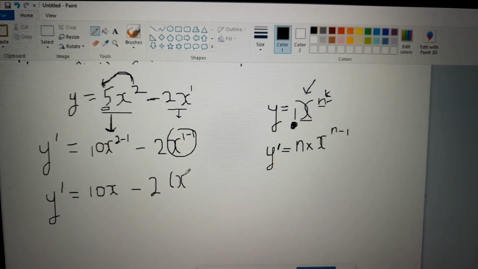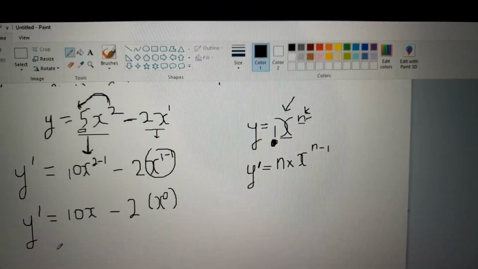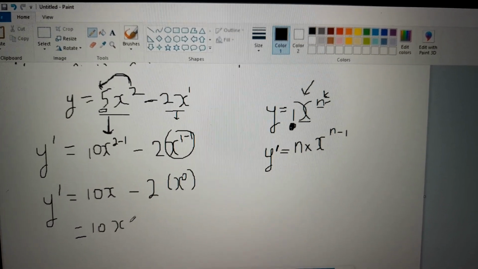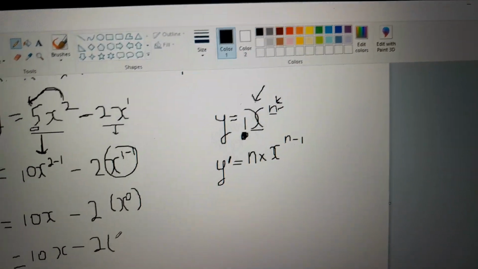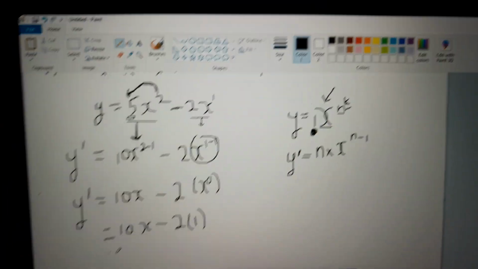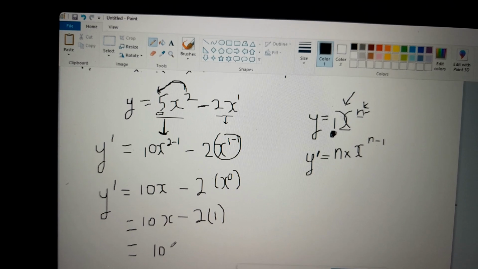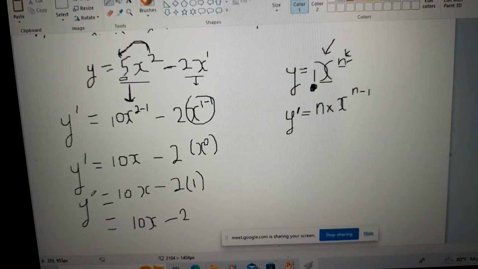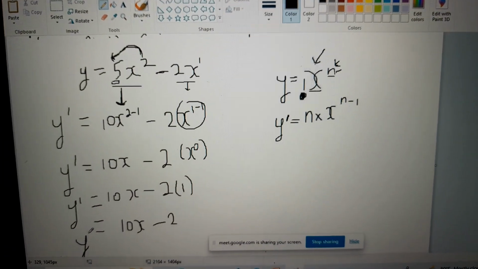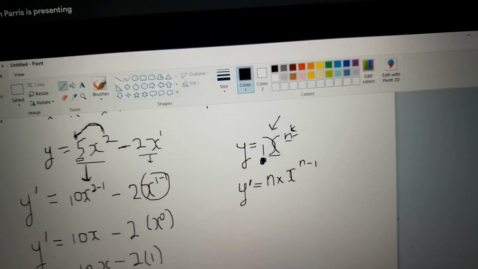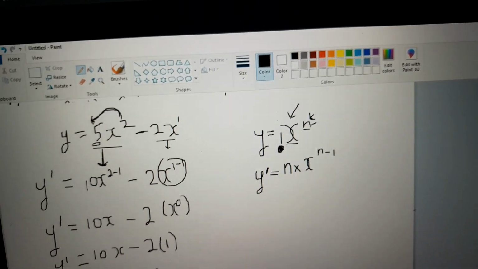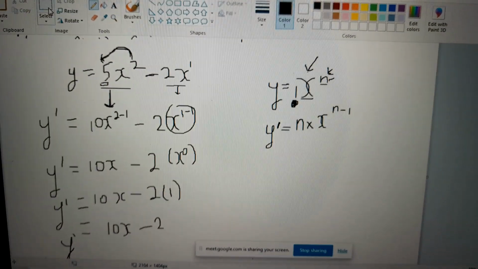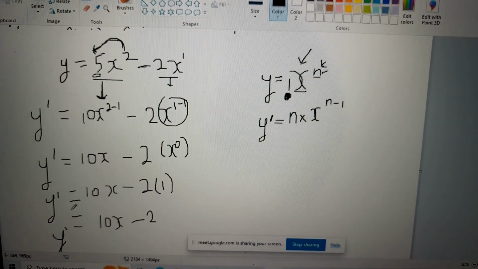Just want you to see. And we know that x to the 0 power, any quantity raised to the 0 power, should give us what? Equal to 1, sir. 1. Therefore, our final answer will be 10x minus 2. Is this clear to everyone? Yes, sir, that's clear.